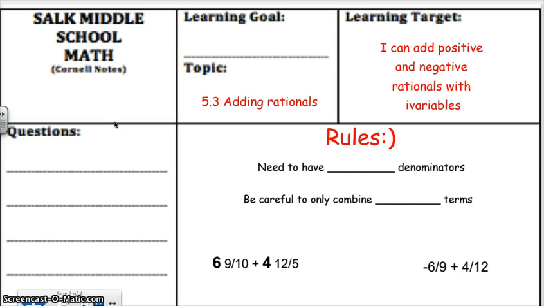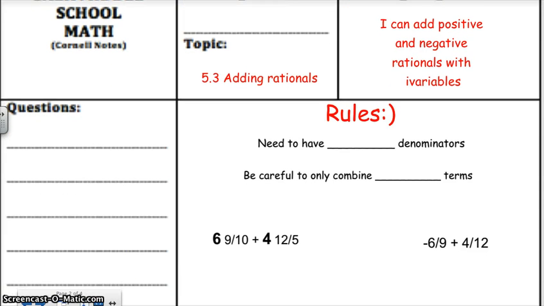Alright, we are moving on to adding rationals. Again, a rational is any number that can be written as a quotient, a over b. It looks like a fraction, such that a and b are integers, whole numbers and their opposites. Today you're going to add positive and negative rationals, also known as fractions, with variables, just variables. Rules you need to know.